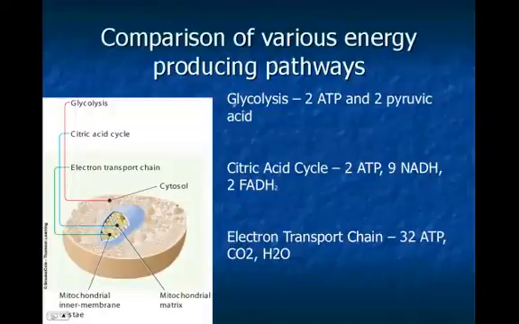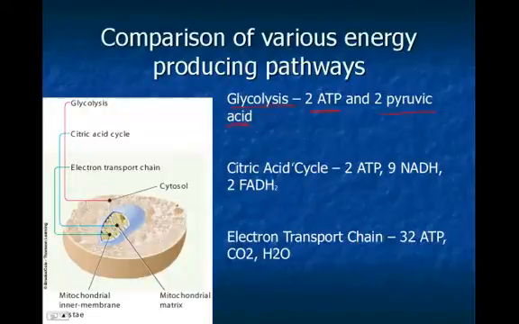Here you can see in glycolysis, again, this happens out in the cytosol of the cell. We're going to make 2 ATP directly and 2 pyruvate, or pyruvic acid, same thing. Those 2 pyruvates are then going to be sent to the mitochondria, where the citric acid cycle happens, in the matrix.